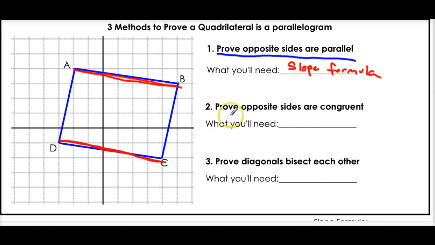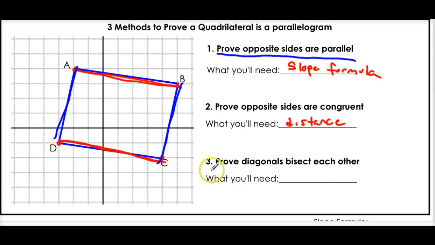Now we could also prove that opposite sides are congruent. So if I wanted to show that AB and DC were congruent, what would I need to know? I'd probably have to know the distance from A to B and the distance from D to C. And what would I need to find the distances? The distance formula, that's correct. So if I could show that each pair of opposite sides are congruent, AB is congruent to DC and BC is congruent to AD, then we know that this is also a parallelogram.